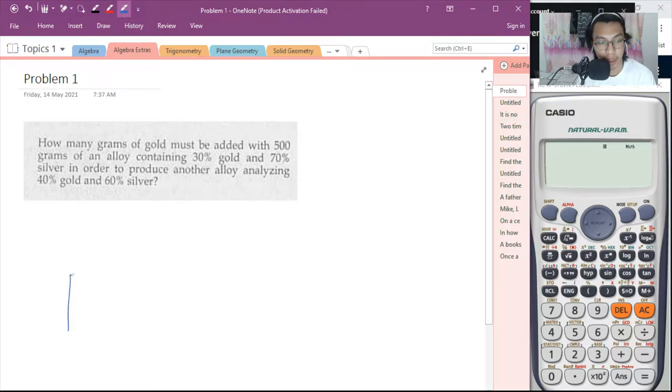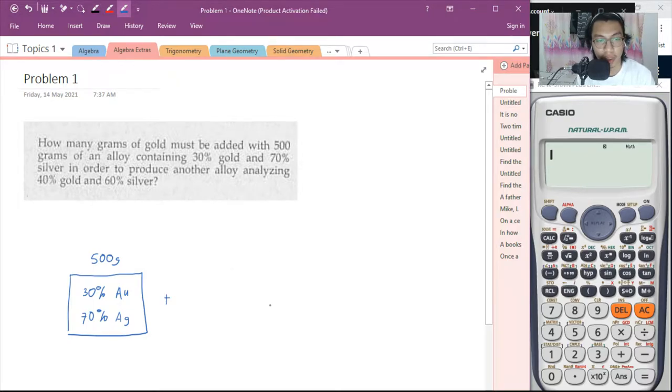So, you'll create here a box. Yan. Meron kang 500 grams nung 30% gold, by chemical formula, that is aurum, Au. And then 70% nung silver. Ag pala. Silver is Ag. Hindi ako nagkakamali. And yan na yung dyan na magsimula.